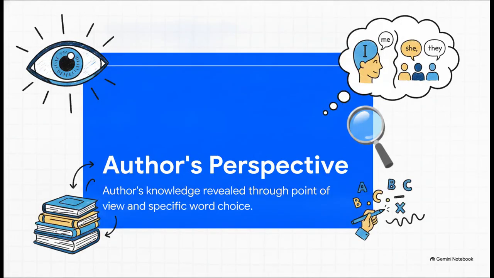Now, here's the thing. Perspective isn't just some random opinion. An author's perspective is built directly on their actual knowledge about a topic. And how do we spot it? Through their chosen point of view. Are they using a first-person point of view, dropping keywords like I and me to share a personal experience? Or are they taking a third-person approach, using words like he, she, or they to present a more distant, objective stance? The specific words an author chooses totally give away their attitude toward the subject.